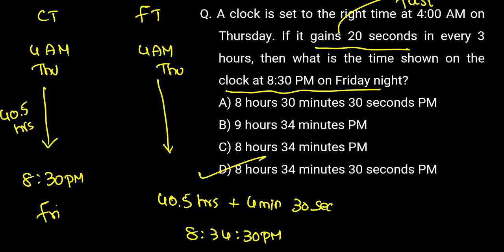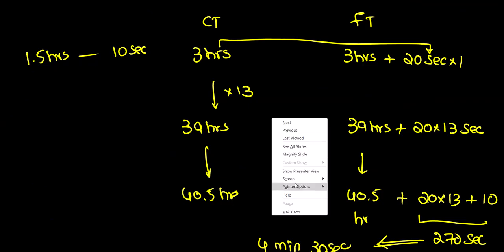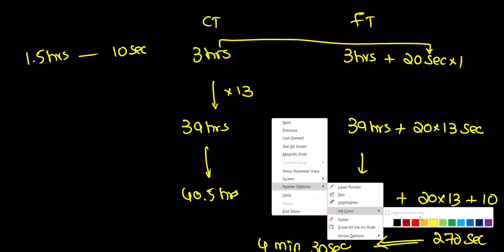If correct time is 4 a.m. Thursday, fault time is also 4 a.m. Thursday. Okay, this correct time travels 40.5 hours. Meanwhile, how much did the wrong time travel? As this is gaining 20 seconds every 3 hours, in 3 hours this is the extra 20 seconds. Extra only, you focus.